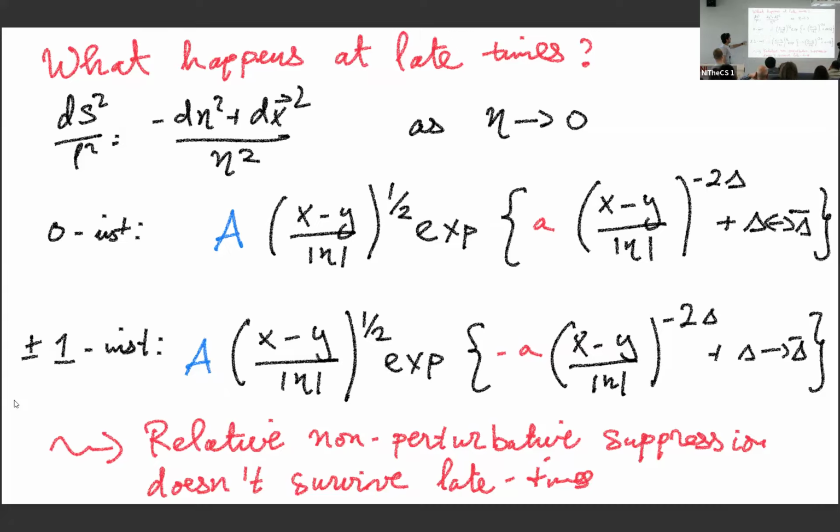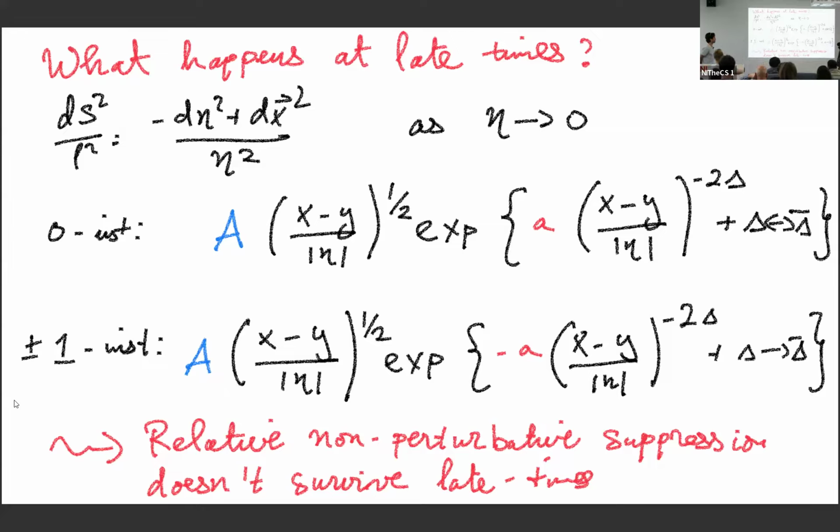And if I do the same late time limit for the plus and minus 1 instanton sectors, I find the exact same answer except a minus a here. And I think this was a shock to us, that these two coefficients, a and a, are exactly the same. This is no longer down by instanton suppression. The e to the minus 1 over q squared that I wrote in the previous slide was erased by the late time limit.